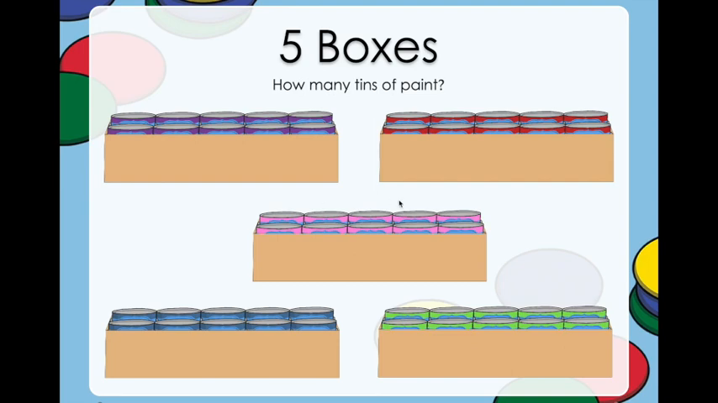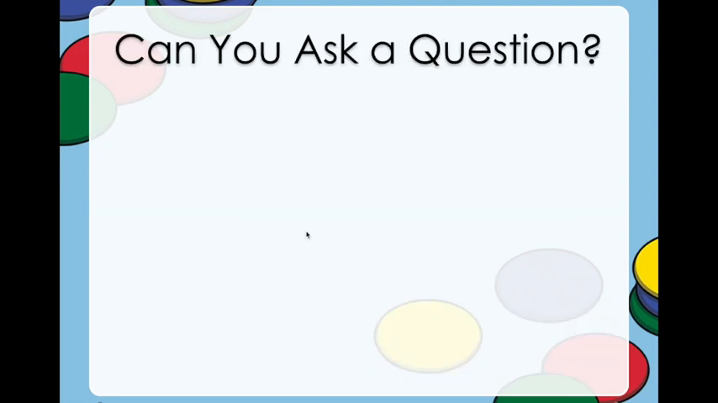Okay. Now can you figure out how many tons of paint you see over here? So in each box there is 10. So we can count in tens to find out. So we can go 10, 20, 30, 40, and 50. So now we know there are 50 tons of paint all together here.